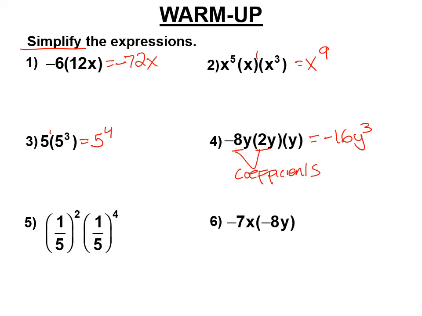1/5 squared times 1/5 to the fourth is 1/5 to the sixth. And make sure you have those parentheses. Again, there are some more coefficients. Two negatives make a positive. 56, that's the letter x, not the times symbol. Negative 7x times negative 8y, 56xy.